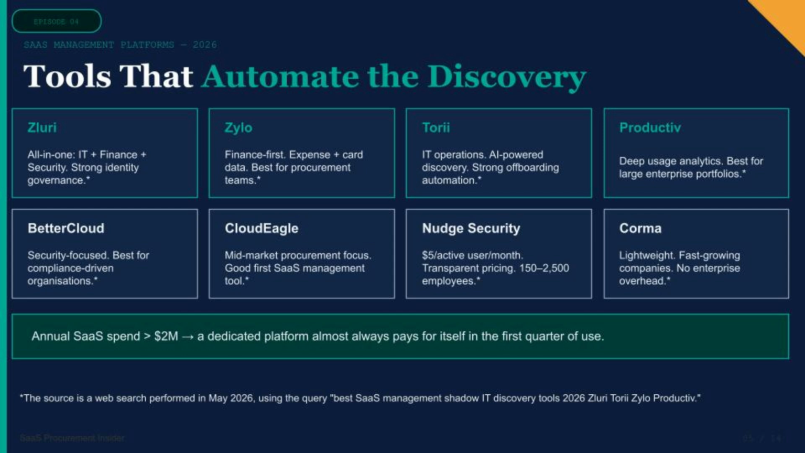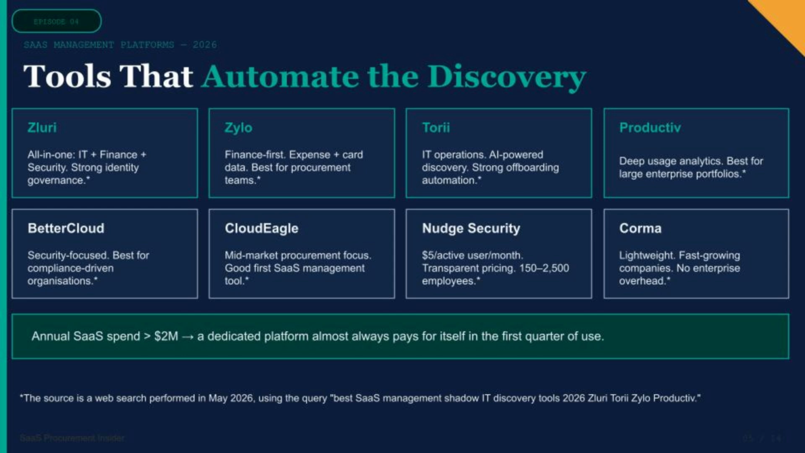These are tools worth paying for. The savings they surface in the first 90 days almost always cover their annual cost many times over. Even without a dedicated platform, the combination of invoice data and IT's SSO directory will get you 80% of the way there. Start with what you have.